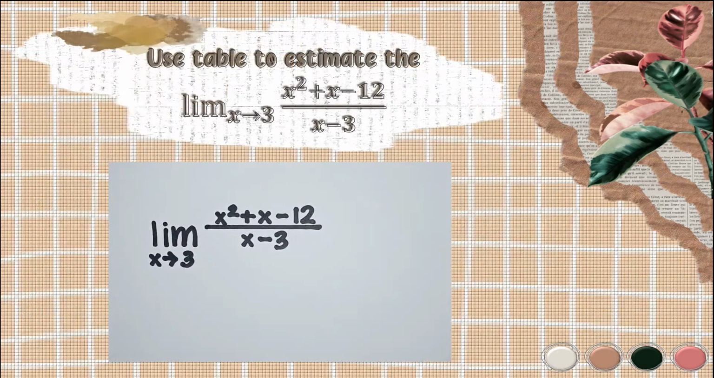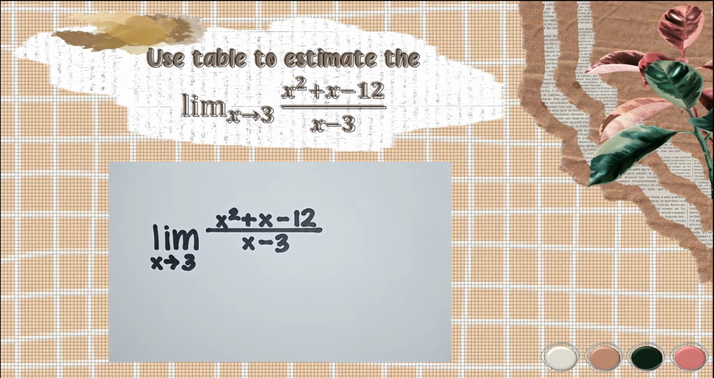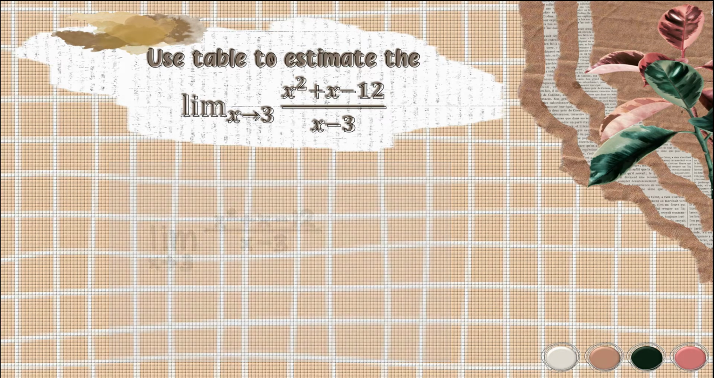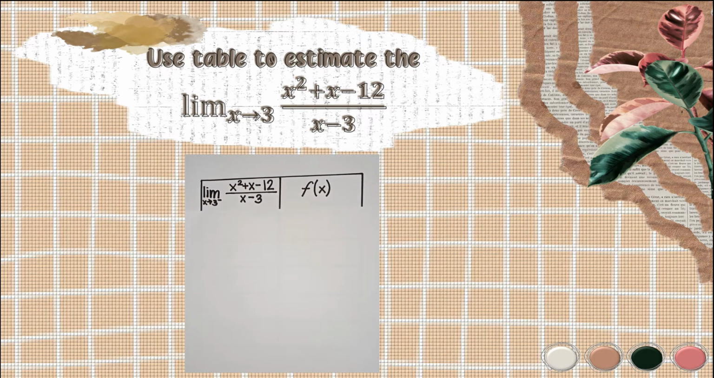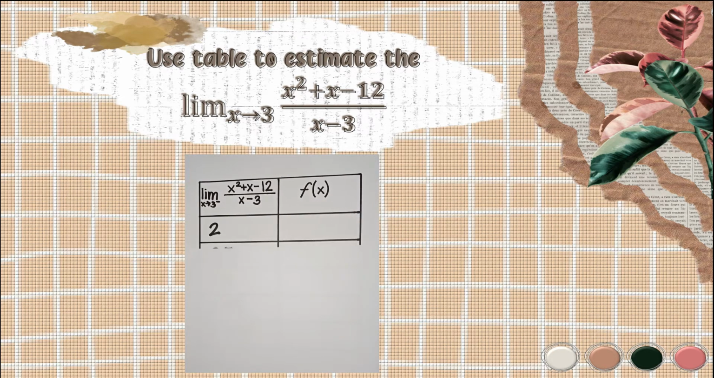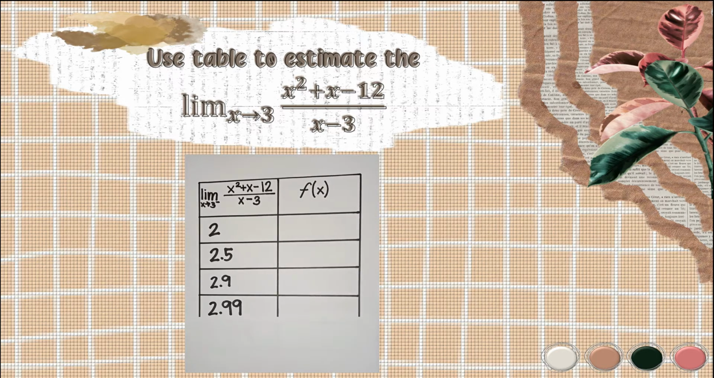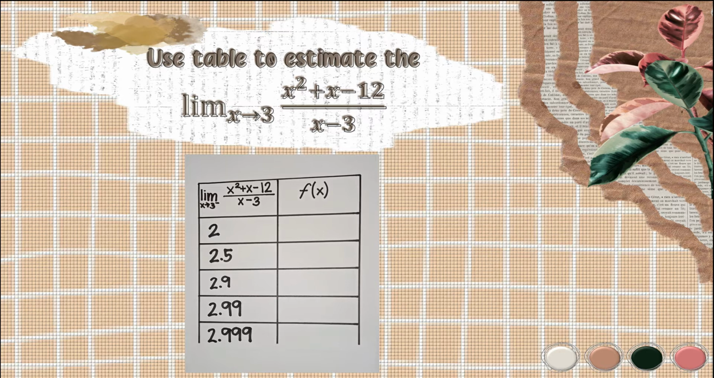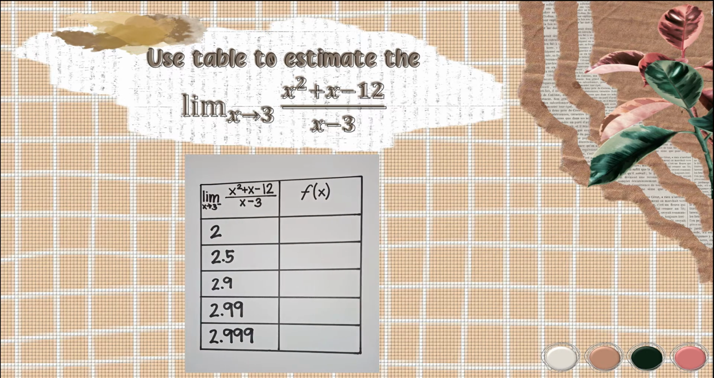Use table to estimate the limit of x squared plus x minus 12 all over x minus 3 as x approaches 3. And if we do table of values to find the limit, what x values are approaching 3 from the left side, well, we can use 2, 2.5, 2.9, 2.99, 2.999, and so on and so forth just to get closer to 3.